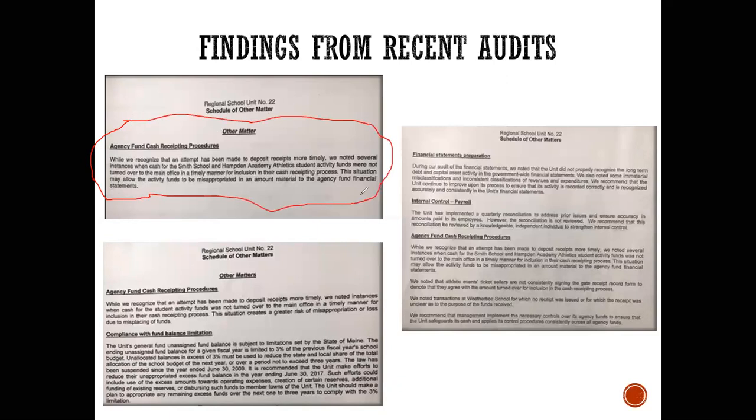If you move on over to the next year, you have here: during the audit, financial statements did properly recognize the long-term debt and capital asset activity in the government financial statements. We also noted some immaterial misclassifications and inconsistent classifications of revenues and expenditures. We recommend that the unit continue to improve upon its process to ensure its activity is recorded correctly and is recognized accurately and consistently in the unit's financial statements.